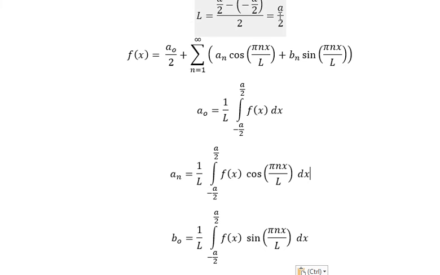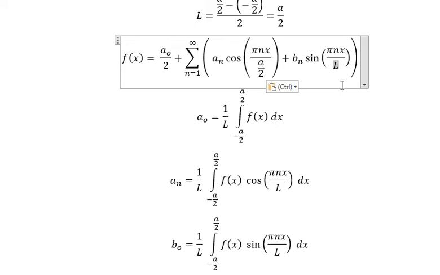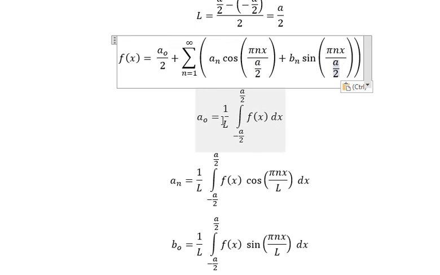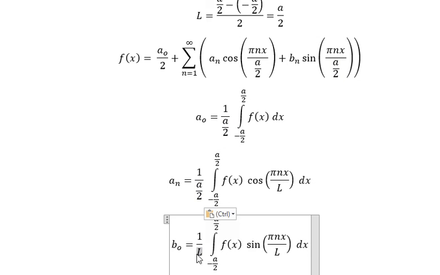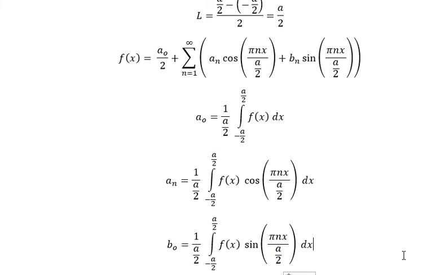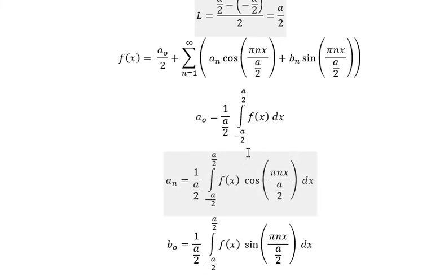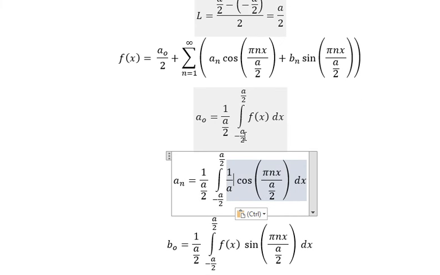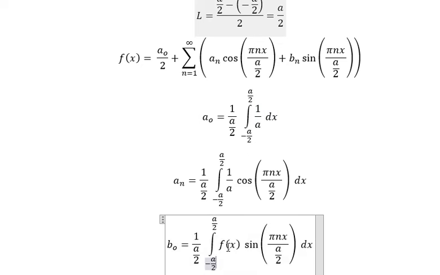Now I will put 8 over 2 of f go in here and here. Similar for this one, and this one. Now about f of x, we just have only 1 over 8. So I will put 1 over 8 in here.